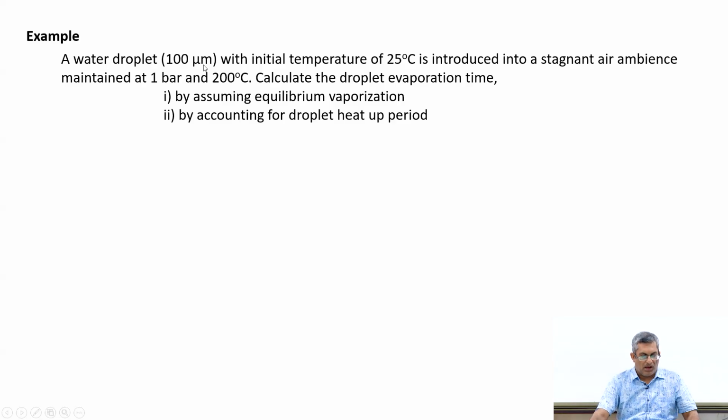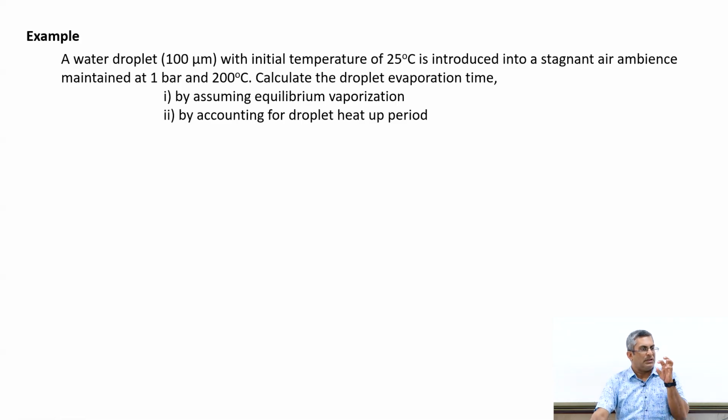So, let us say you have a water droplet, let us say a 100 micron droplet with initial temperature of 25 degree, which is introduced into stagnant air ambience maintained at 1 bar, 200 degree. Now, calculate the droplet vaporization time, first by assuming equilibrium vaporization, and second by accounting for the droplet heat up period. I hope the question is clear to you.